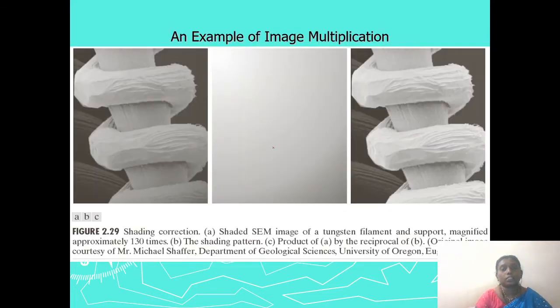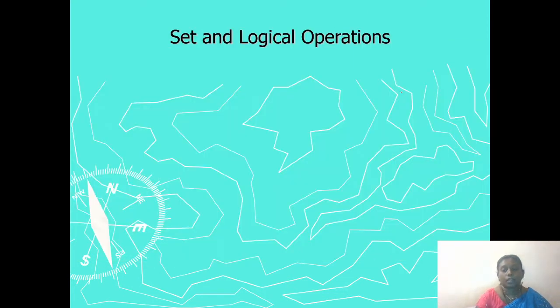And now this is the example for the image multiplication. This is the captured image and we are multiplying with this image. This is the resultant image. And now set and logical operations.